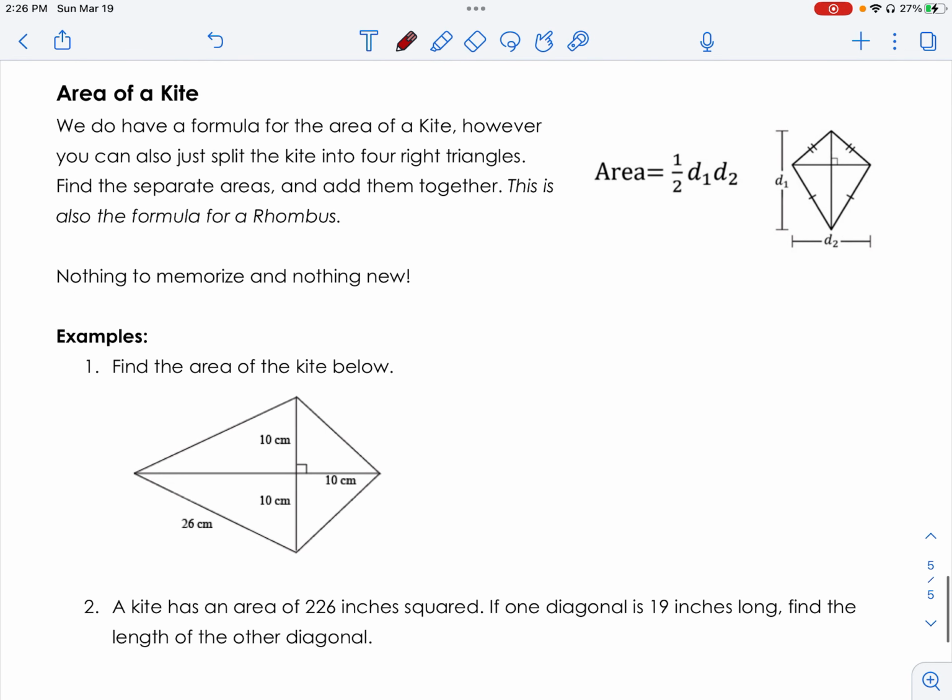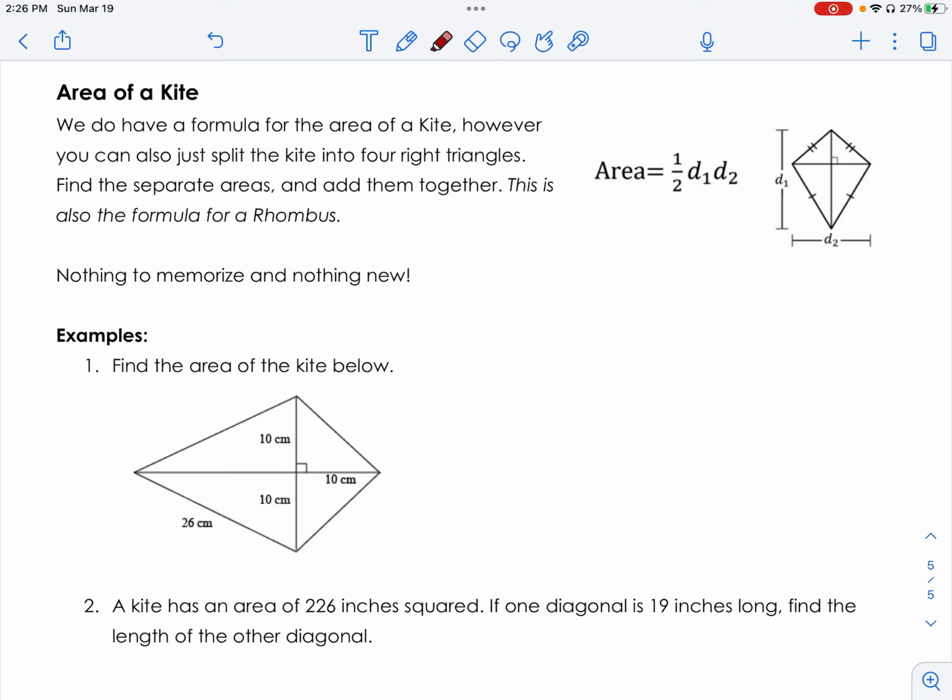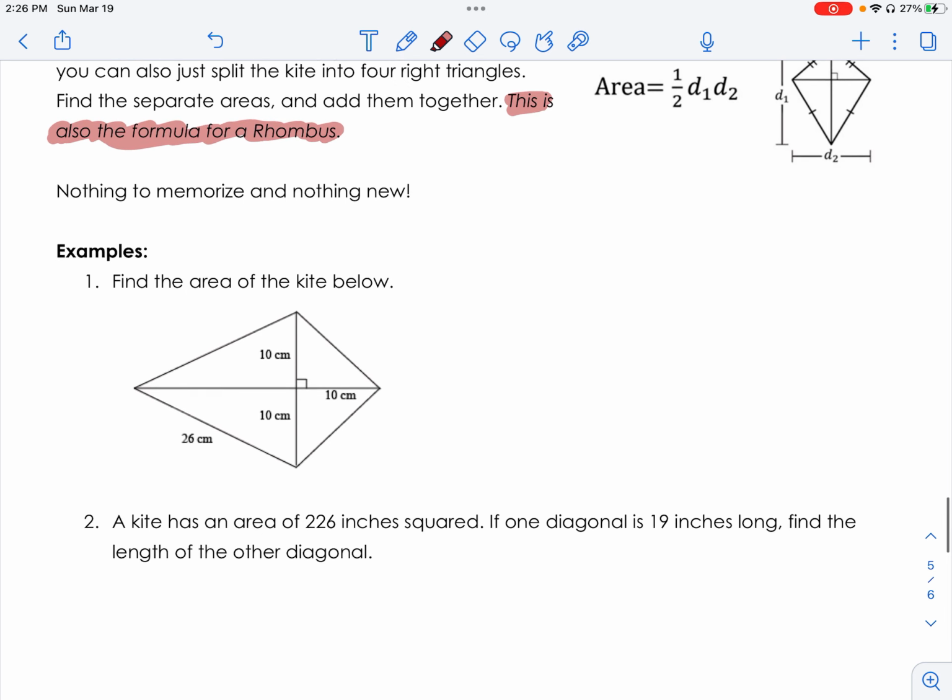And on to our final segment here, the area of a kite. Again, we're given a formula, or they created a formula for it, but you can split your kite into 4 right triangles and add them all up together. Surprise, surprise, this is also the formula for a rhombus. So if you come across a kite or a rhombus, you're going to use the same type of formula.